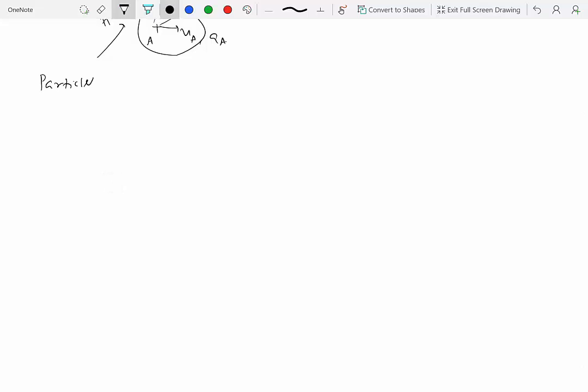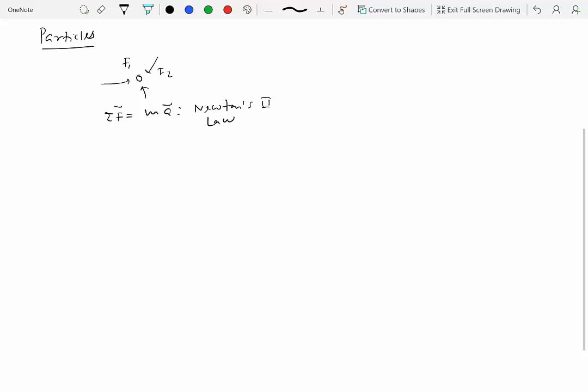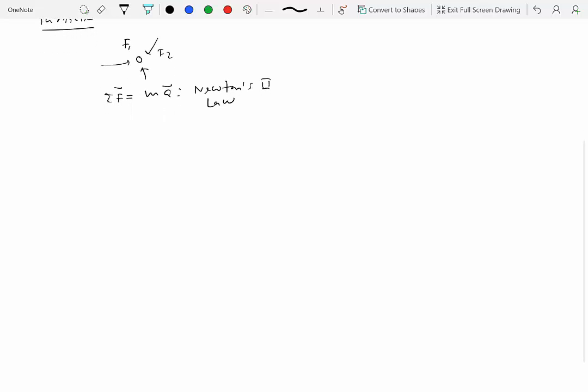For the particles, we had seen that if you have a particle and there are forces applied on it, then the sum of the forces is equal to the mass times acceleration. That was our Newton's second law, which could be applied only in an inertial or Newtonian reference frame. So that's what we had for one individual particle. We could also extend it for a system of particles.